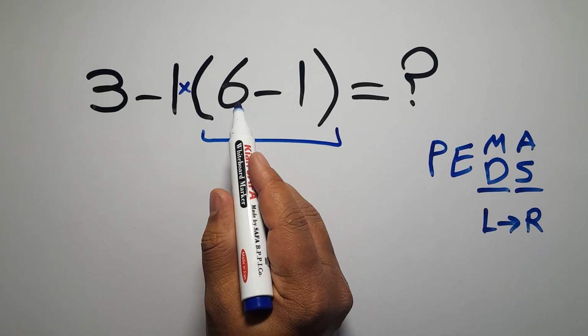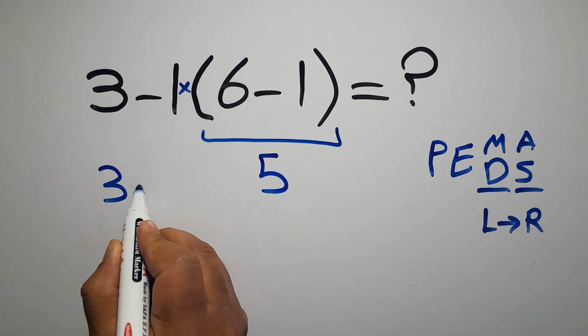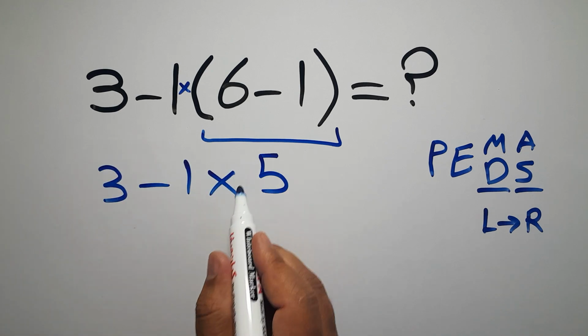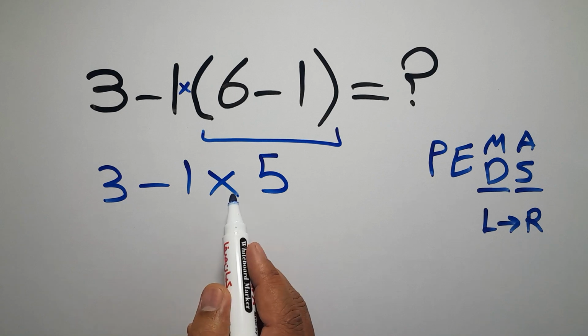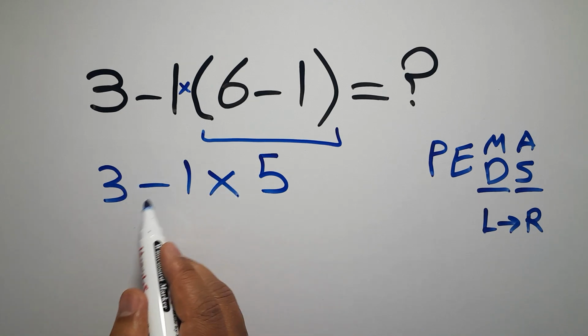Inside this parenthesis, we have 6 minus 1, which gives us 5. So 3 minus 1 times 5. Now we have to do this multiplication because multiplication has higher priority than subtraction.